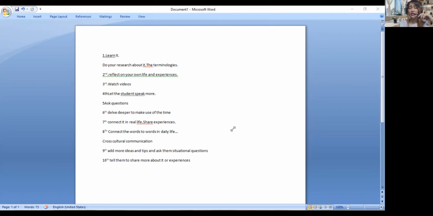So aside from your research, you can reflect on your own life and experiences as a person, right? You can differentiate the price and you can also incorporate some business words in your answers. That would impress them.